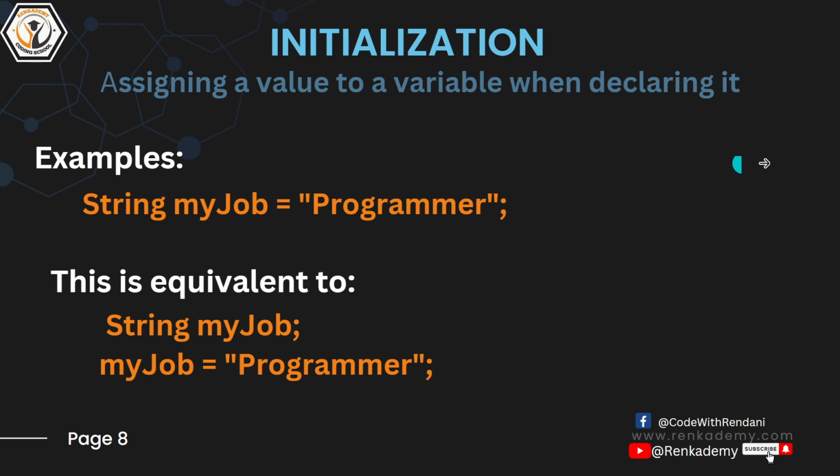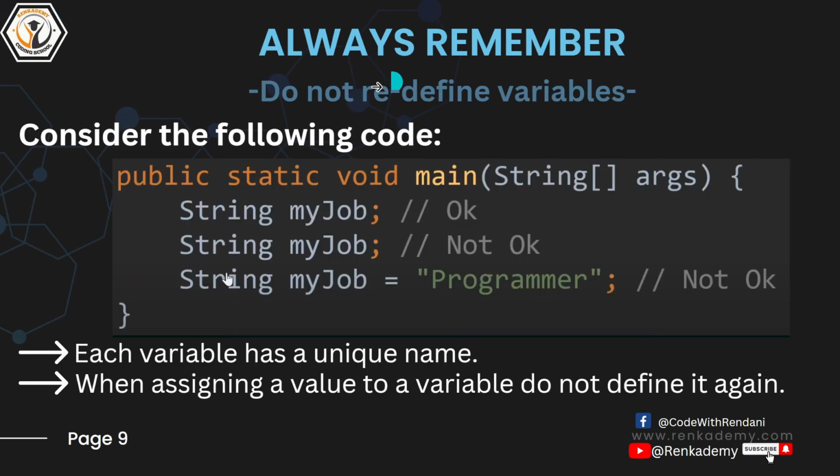So now let me tell you this. Do not redefine variables. So consider the following code. We have this main method, and inside it, we have these three statements. In the first statement, we are declaring a variable of type string, and it is called myJob, alright? So this is okay. On the second statement, we are declaring another variable, which is also called myJob, and it is of type string. So basically, we are redeclaring the same variable. So this is not okay, and it will give us an error, alright?